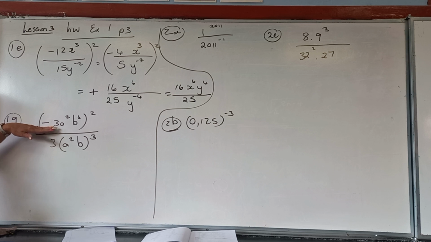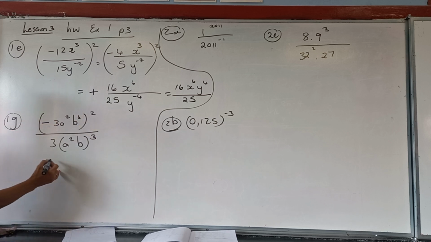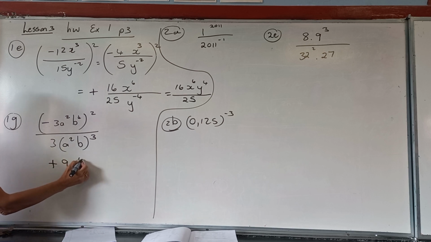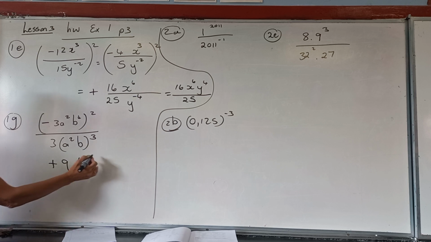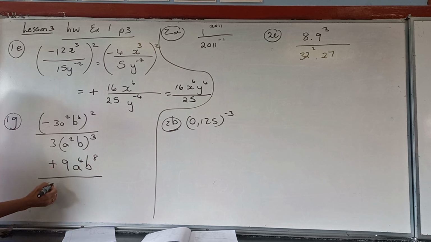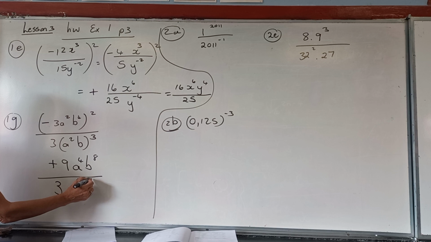So I've got negative to a power 2. So it's negative to a power 2, that's a positive. And I've got 3 to the power 2, that's a 9. So we've got a to the power 4, b to the 8. We've got 27. 3. Oh no, yes, ma'am. A to the 6. You saw your mistake, and b to the power 3.